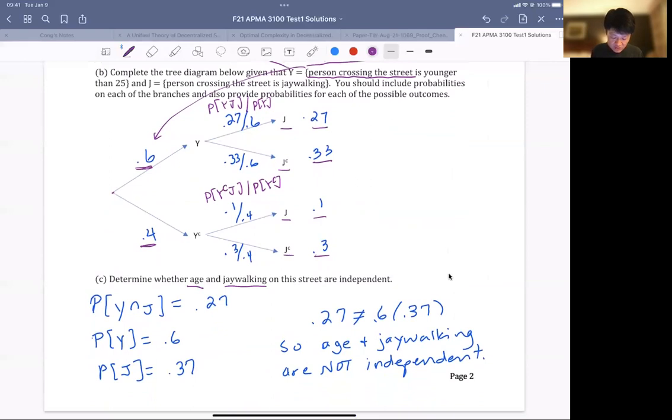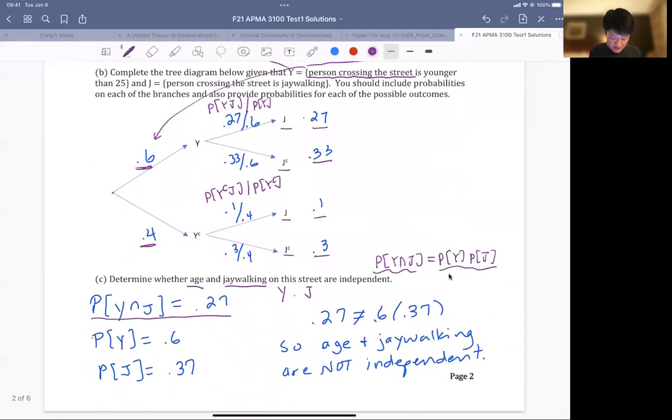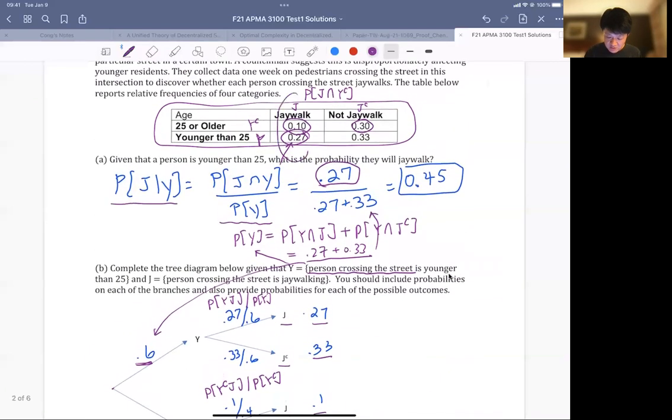So this is essentially asking whether the event Y and the event J are independent or not. According to the definition, independence happens when the probability of Y intersect J is equal to the probability of Y multiplied by the probability of J, right? So we should just check both sides and see if they're equal. The left-hand side is the probability of Y intersect J. We know that from the table, which is 0.27. And then the probability of Y, we already computed as 0.6. The probability of J can similarly be computed. The probability of J is essentially looking at the sum of this.